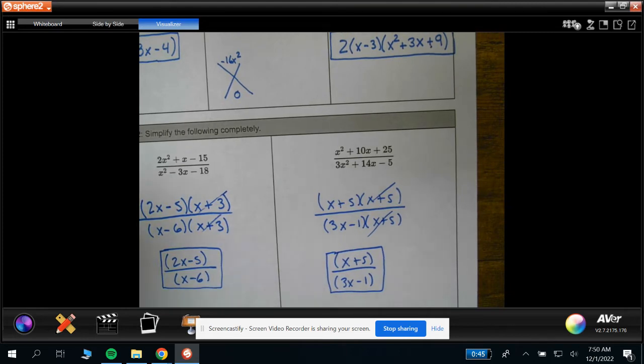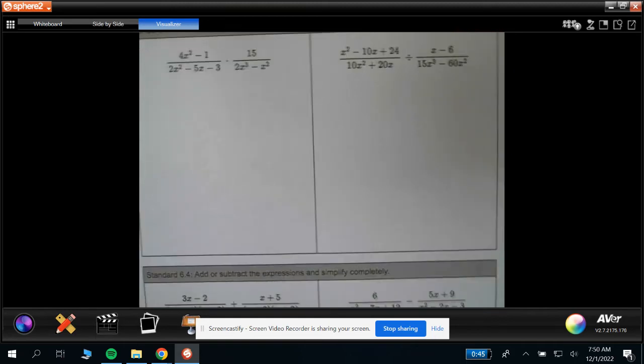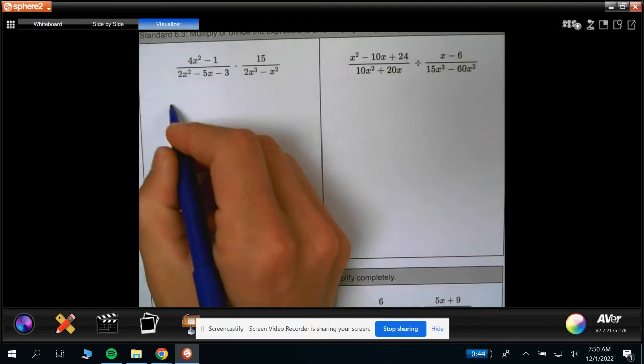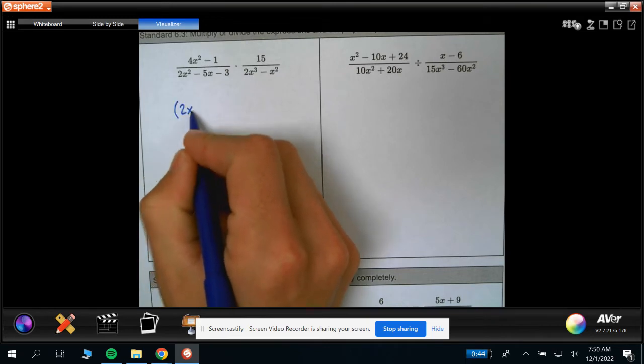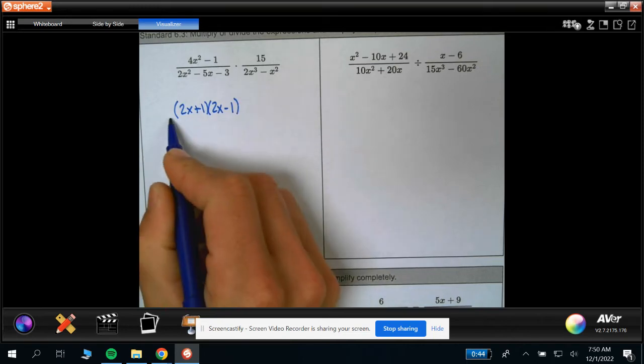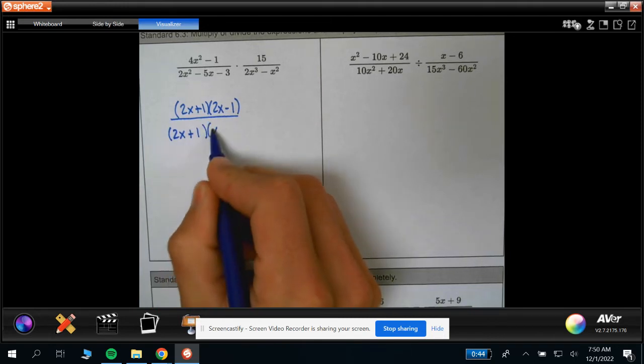So on standard 6.3 and 6.4, let's flip it over. Now we're on to multiplying and dividing. Basically the same thing, but we just got another step here. We're going to do the same thing. First, let's factor this one on the left. 4x squared minus 1. We can factor that into 2x plus 1 times 2x minus 1, over the bottom there is 2x plus 1 times x minus 3.